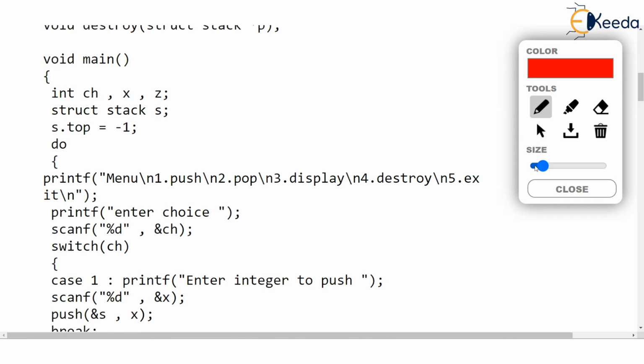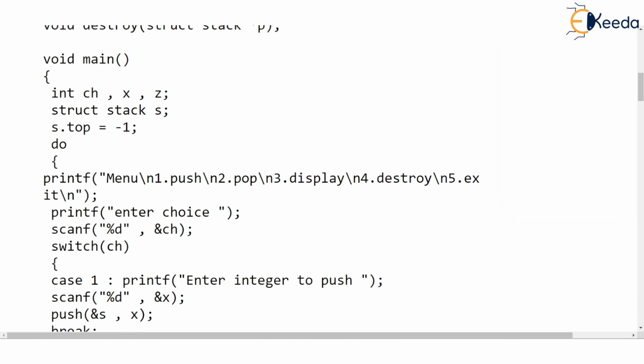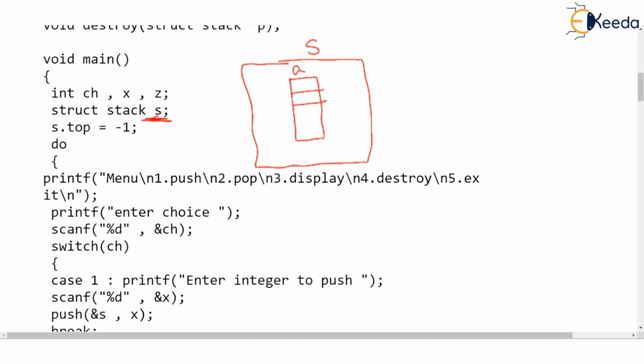So what is s? s is a variable of type stack. So s is now going to contain an array a of size 5. Remember, the size constant declared had a value 5, and the index goes from 0 to 4. But s will have a variable called top also, where top will tell us which is the topmost element currently stored in the stack.